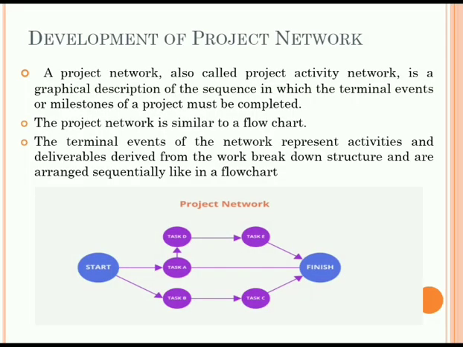Let us see what is a project network. A project network is also called a project activity network. It is a graphical description of a sequence in which the terminal events or milestones of a project must be completed. The project network is similar to the flow chart. Project terminal events of the network represent the activities and deliverables derived from the work breakdown structure, and they are arranged sequentially like in the flow chart, as you can see in the diagram.